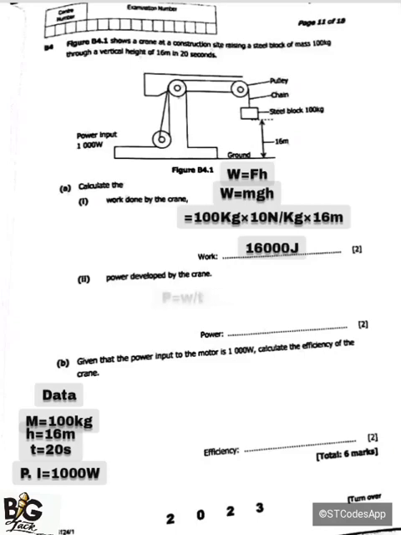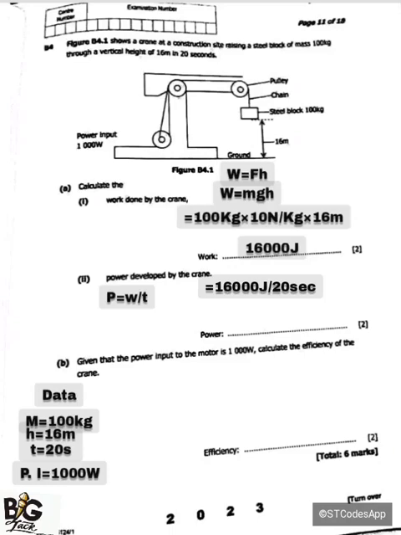So power is equal to the work done divided by the time. According to the data we have collected, we have time, which is 20 seconds, and we also have work, which is 16,000 joules. So I'm going to say power is equal to 16,000 joules divided by 20 seconds. Then our power output here is going to be what?